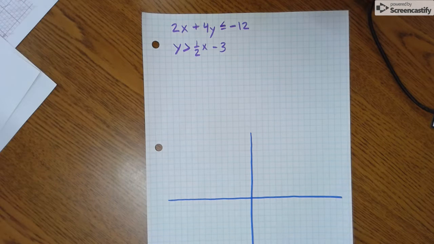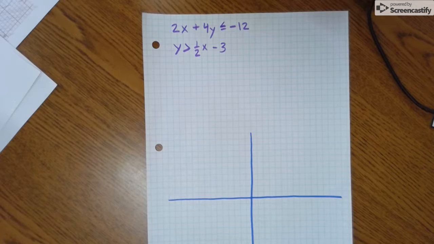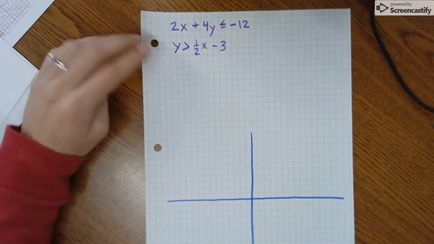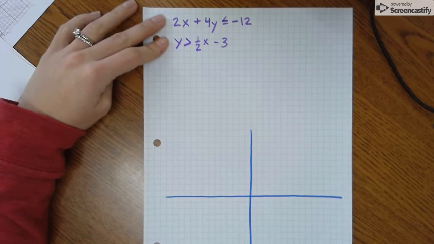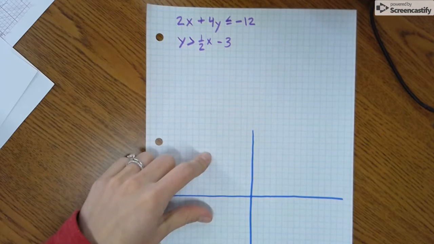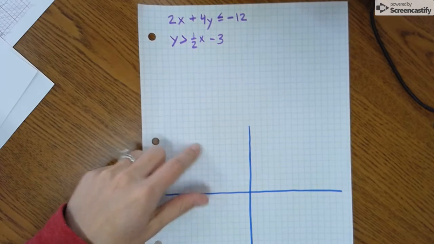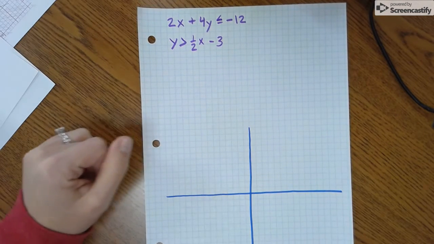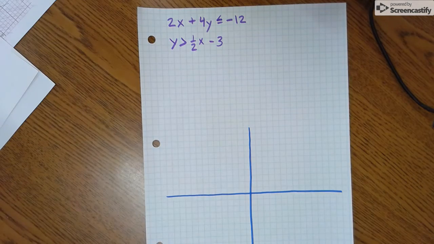All right, this video is about graphing a system of inequalities. So essentially what we have here are two inequalities that we want to place on the same coordinate plane and find where their solution regions are intersecting. So a couple different things to talk about here.